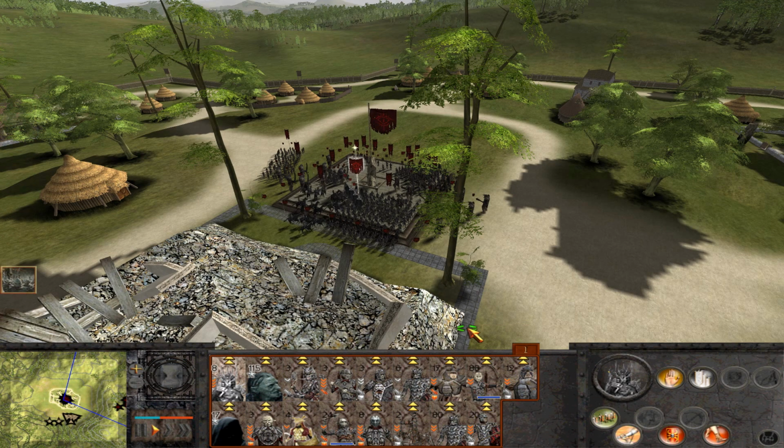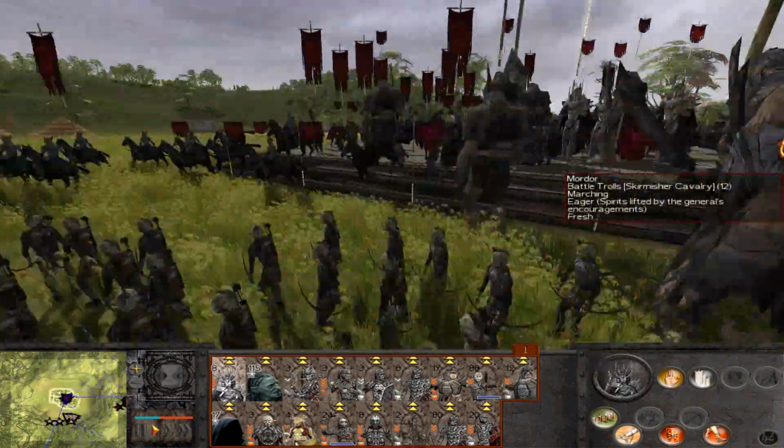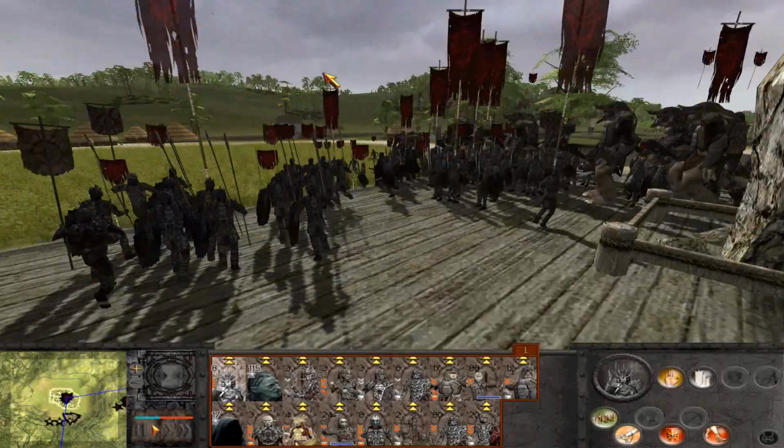The tide's turning, boys. A great many of our Mordor lads fill in the lines. Seems now that the fighting's all but done as I sees it.